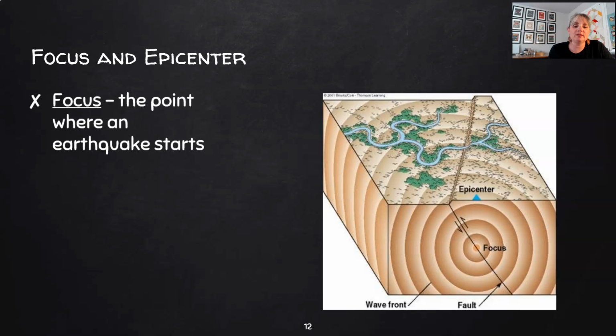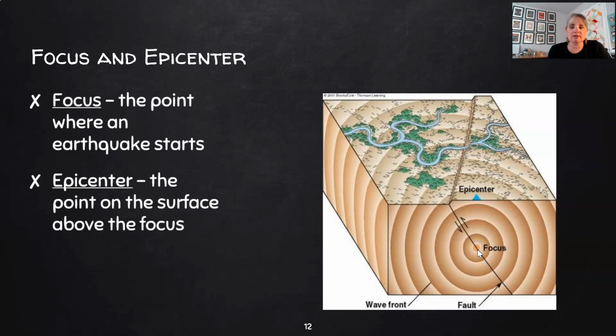This picture shows a fault underground, and we've got a focus that's somewhere under the surface of the earth. The epicenter is the part that would be on the map, or where you could stand, directly above the focus. So the focus is where the earthquake starts, and the epicenter is where it is on the map.